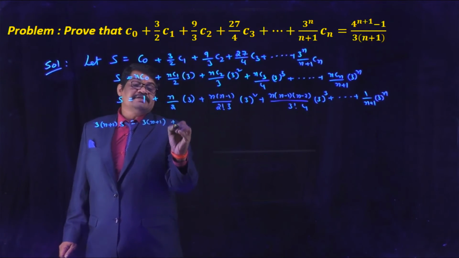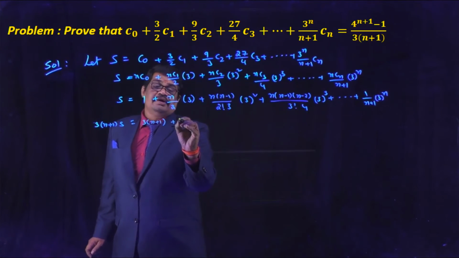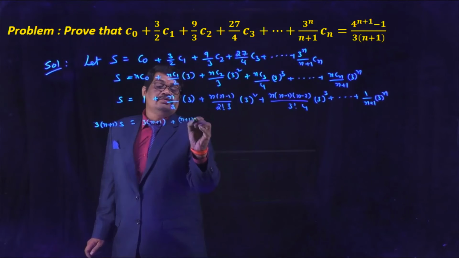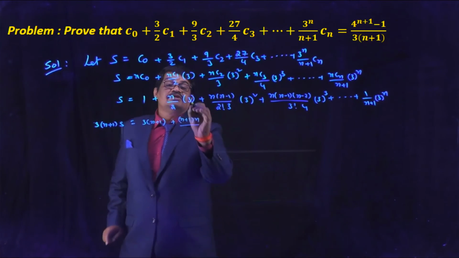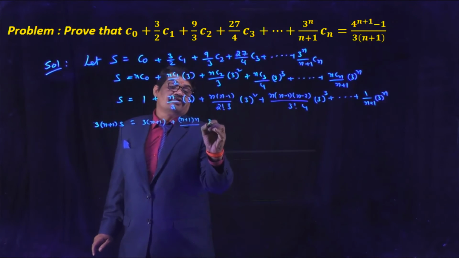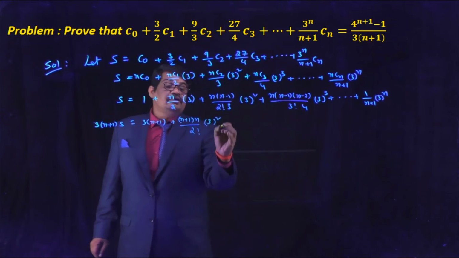Plus n plus 1 into n. Now we multiply with n plus 1 into 3, so 3 into 3 gives 3 square, over 2 factorial in the denominator.